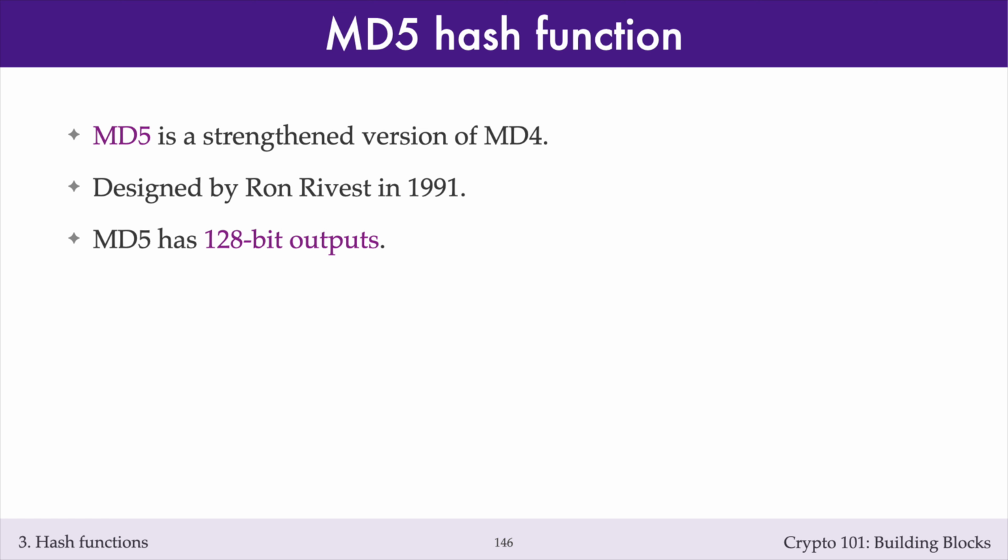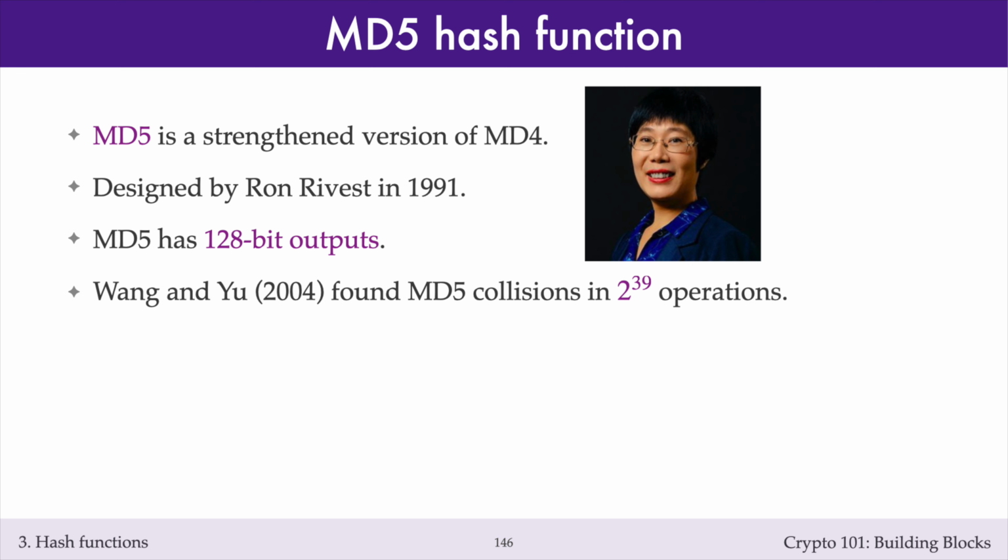MD5 is a strengthened version of MD4, also a 128-bit hash function designed by Ron Rivest in 1991. In 2004, Professor Wang and a colleague discovered a method that could find MD5 collisions in 2^39 operations. This amount of work was considered feasible even in 2004.